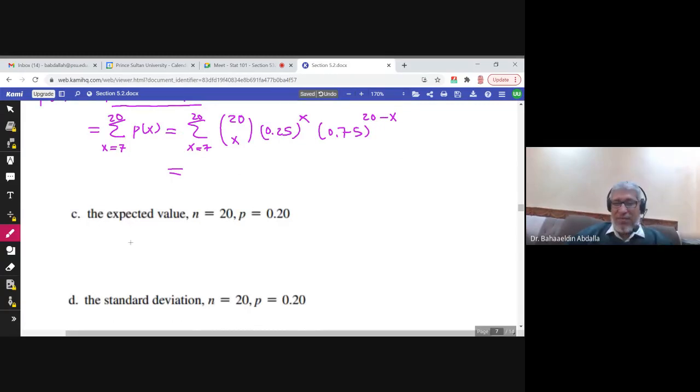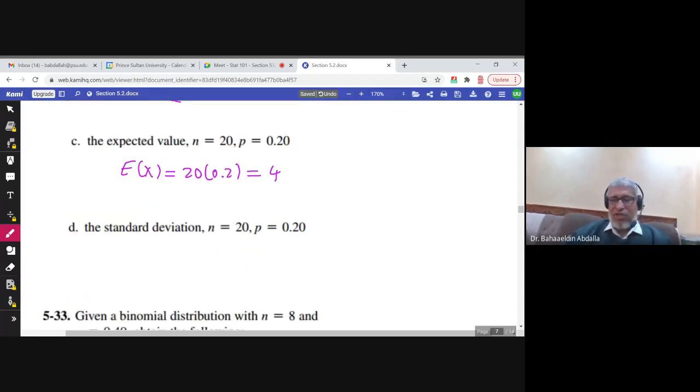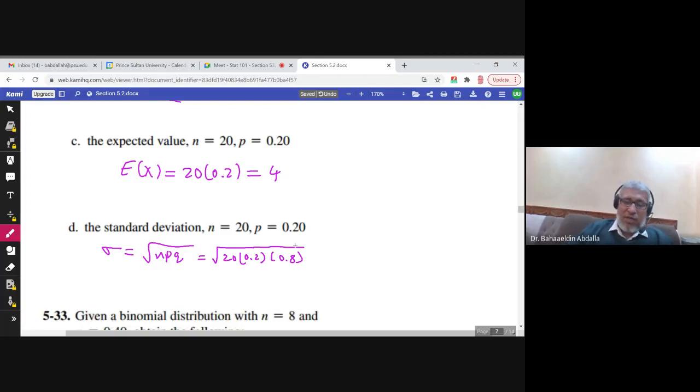What is the expected value? The expected value is the mean, and it is n times p, so it's 20 times 0.2, so it is 4. What is the standard deviation? It is sigma, and by definition it is square root of n times p times q, so it's square root of 20 times 0.2 times 0.8, because q is 1 minus 0.2. If you multiply 20 times 0.2 times 0.8 under the square root, you will get approximately 1.8. That's the standard deviation.